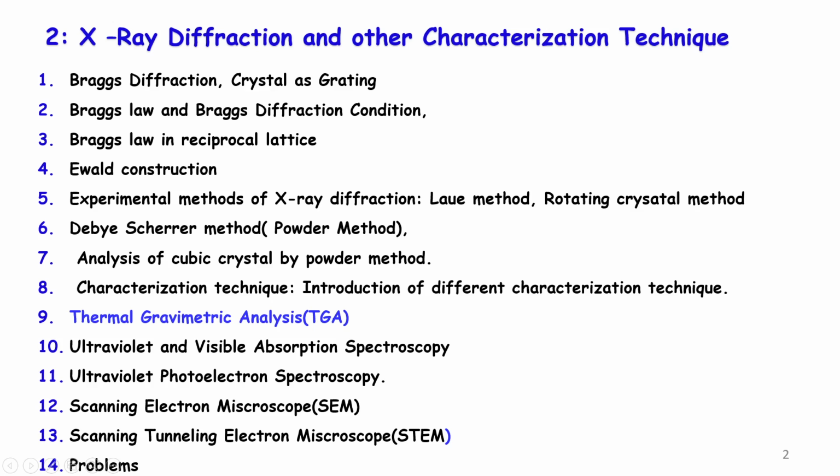One property of the material is the thermal analysis, and to study it, one method is the thermal gravimetric analysis, the TGA. In this lecture we are going to see in detail its working principle, the instruments required for the TGA, the working of the TGA curve, and the different applications of the TGA curve.